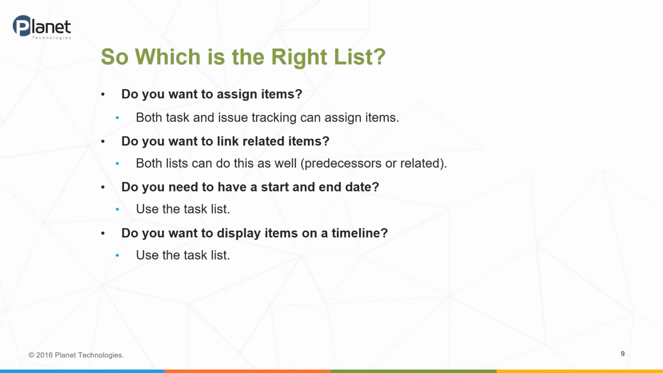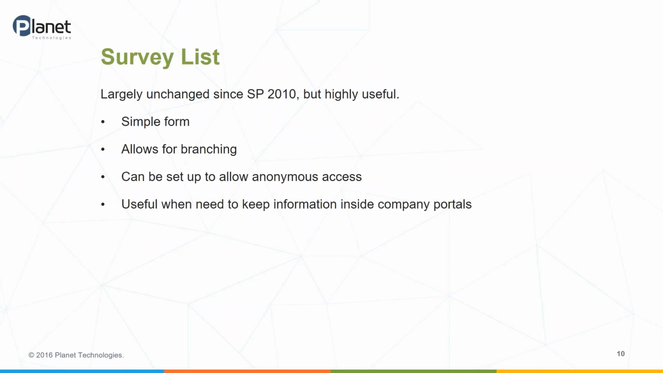Now the next one that I wanted to show was the survey list. So this built-in list is largely unchanged. If you look at SharePoint 2010, it's pretty much the same. It's a very, very simple form, but even though it's simple, it does have some great features. It allows for branching. So if you ask one question, and you have a sub-question A or B, it can be set up to allow anonymous access.